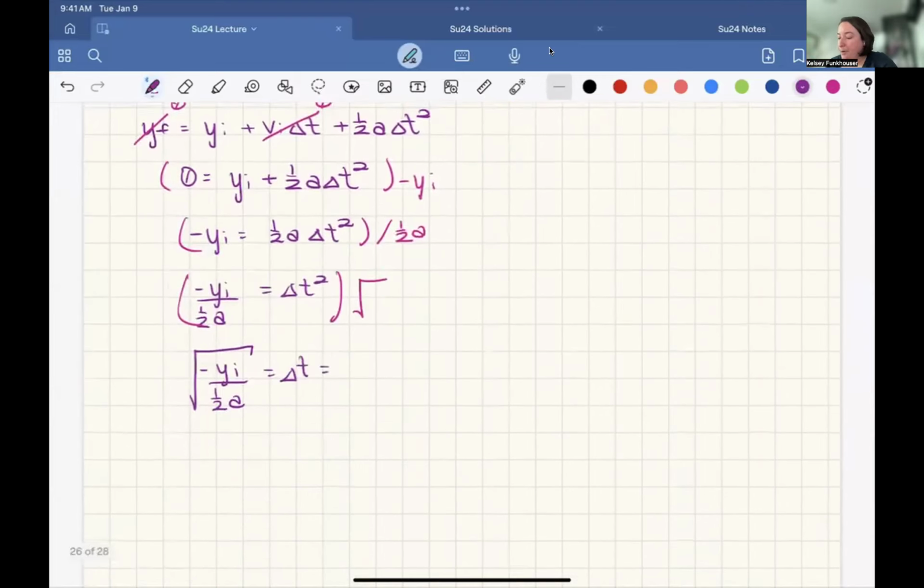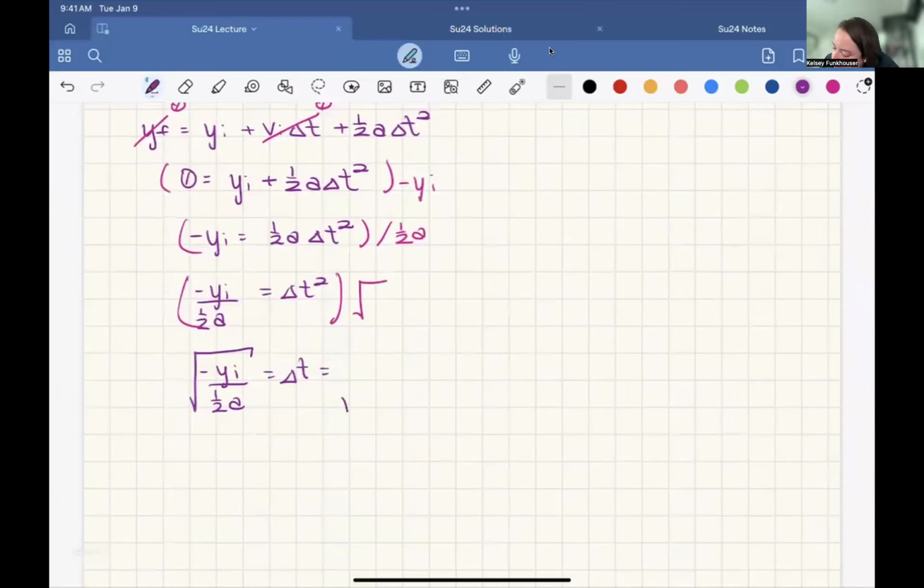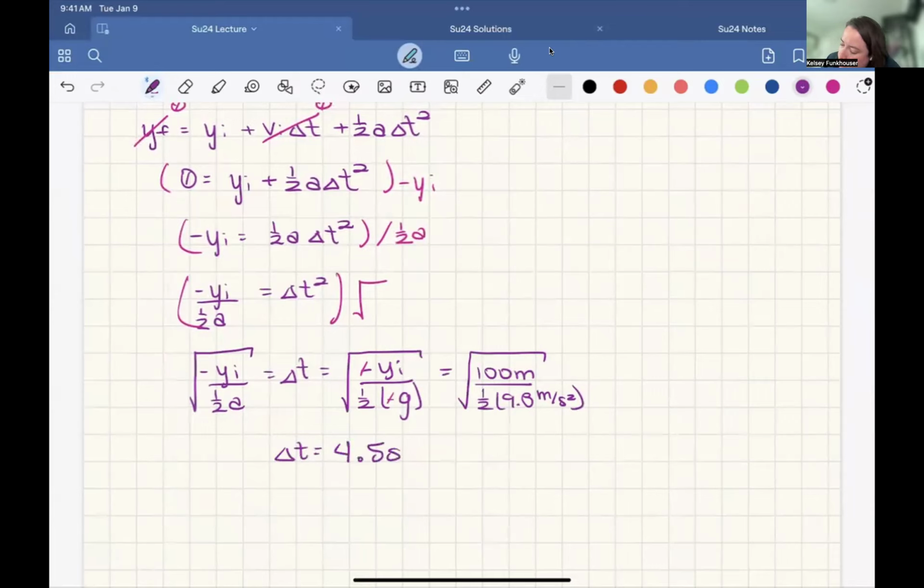So anyway, I'm going to pull that part in now and say, okay, negative y initial over 1/2 times negative g. So now my negative signs can cancel out, and now I'll plug in numbers. So the square root of 100 meters divided by 1/2 times 9.8 meters per second squared. And this gives us a time interval of 4.5 seconds. So that's how long it takes this heavy rock to hit the ground.